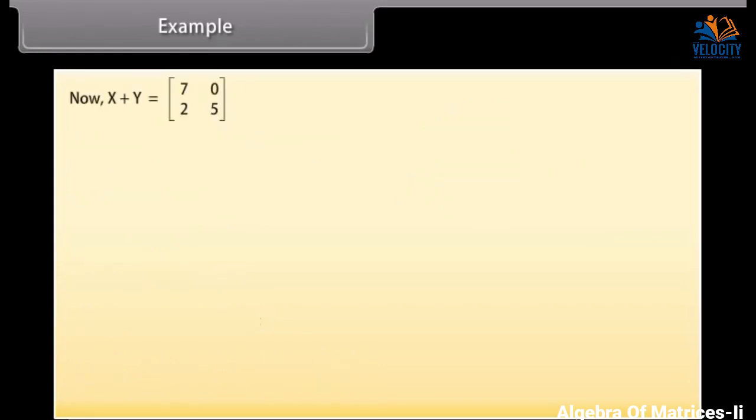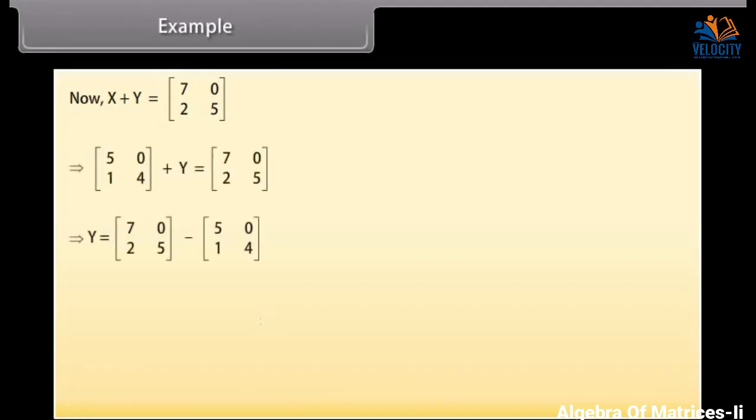Now, substituting the value of X in X plus Y and solving it, we get the matrix Y is equal to, row-wise: first row 2, 0; second row 1, 1.